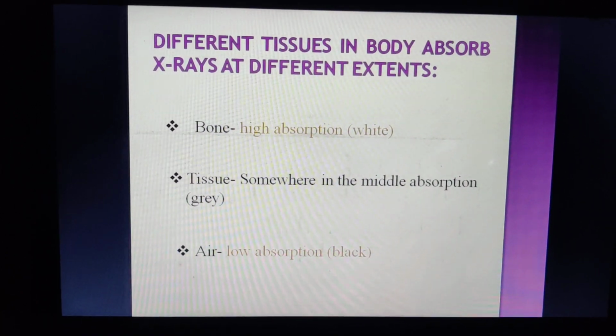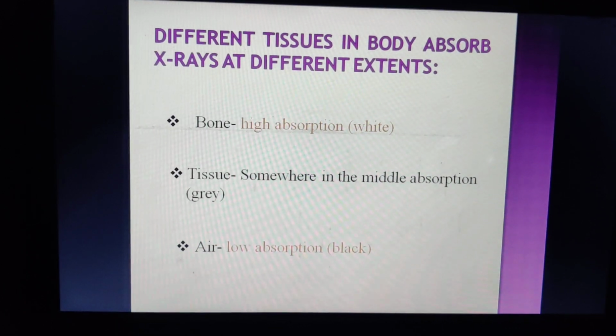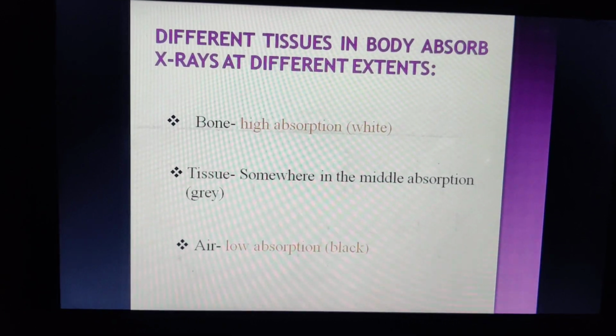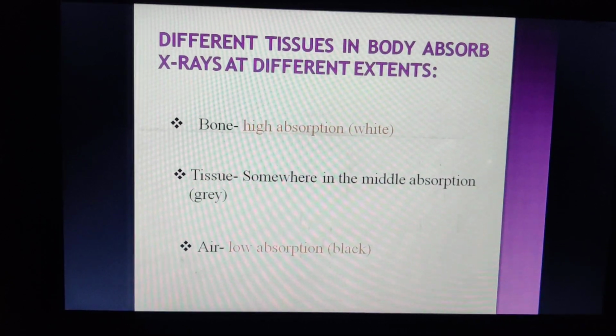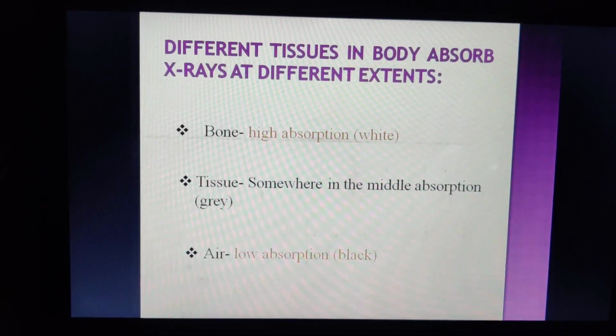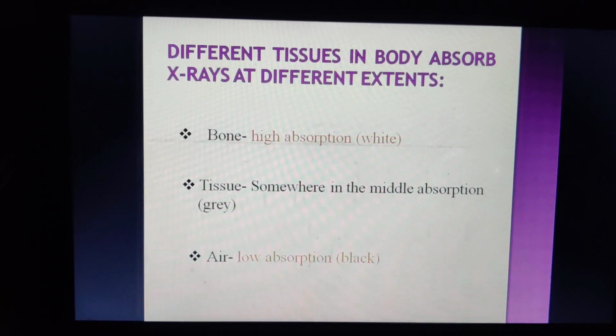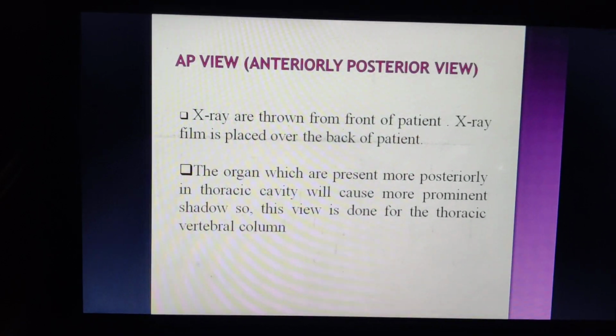Different tissues in the body absorb X-ray to different extents. As I told earlier, bone has high absorption, it will not pass the X-ray through it, so it will have a white shadow. Tissue with middle absorption will be gray in color. Air has low absorption, so it will form a black shadow.